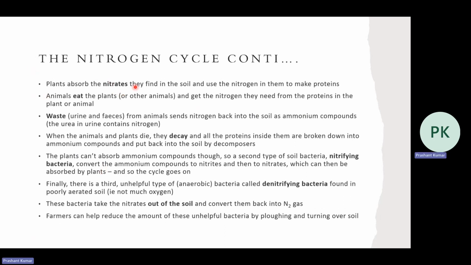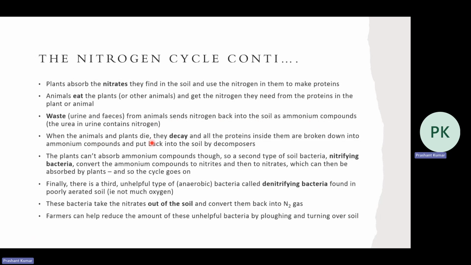Plants absorb nitrate they find in the soil and use the nitrogen in them to make proteins. Animals eat the plant and get the nitrogen they need in the form of protein, right? Waste like urea and feces have nitrogen content. So they are going back to the soil as an ammonium compound.